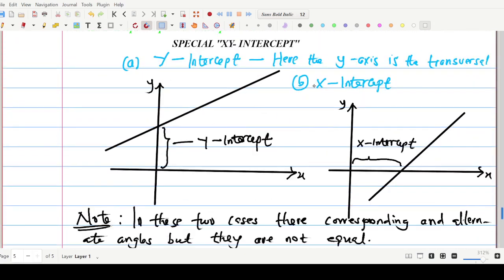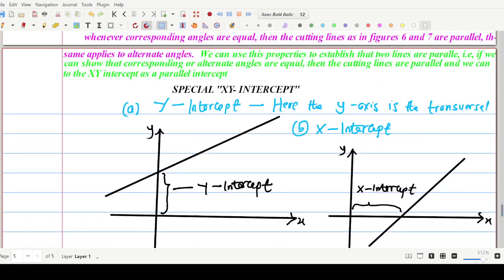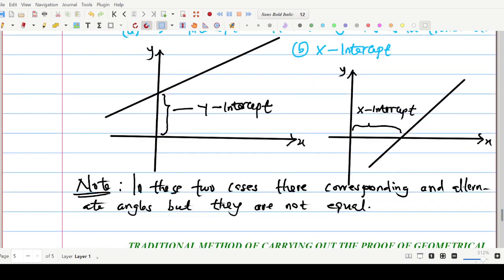So we want to look at special intercepts. Now, if we have the y-axis and the x-axis and a line that cuts across the y-axis, then we can regard this y-axis you see here as a transversal. All right, can't you see that? That is a transversal. This y-axis is a transversal because it cuts across two lines. One is this line you see here, and the other is the x-axis. So we can regard this line and the x-axis as the cutting lines.